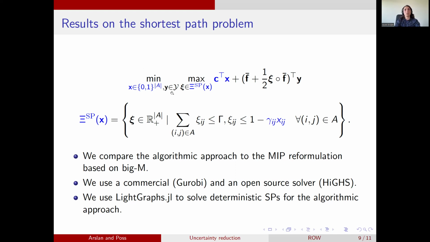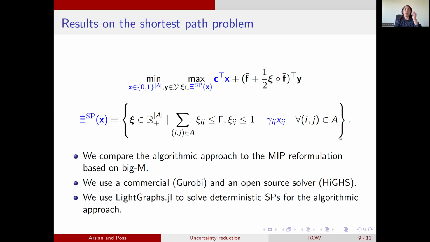So the set y represents the shortest path, and the set x, the uncertainty reduction variables, are unconstrained. And the uncertainty set here is the classical budgeted uncertainty set that we modified through uncertainty reduction. Here you see that the cost of each arc can deviate up to 50% once again. And when there is uncertainty reduction, the upper bound of each of the psi variables will go from 1 to 1 minus gamma ij.